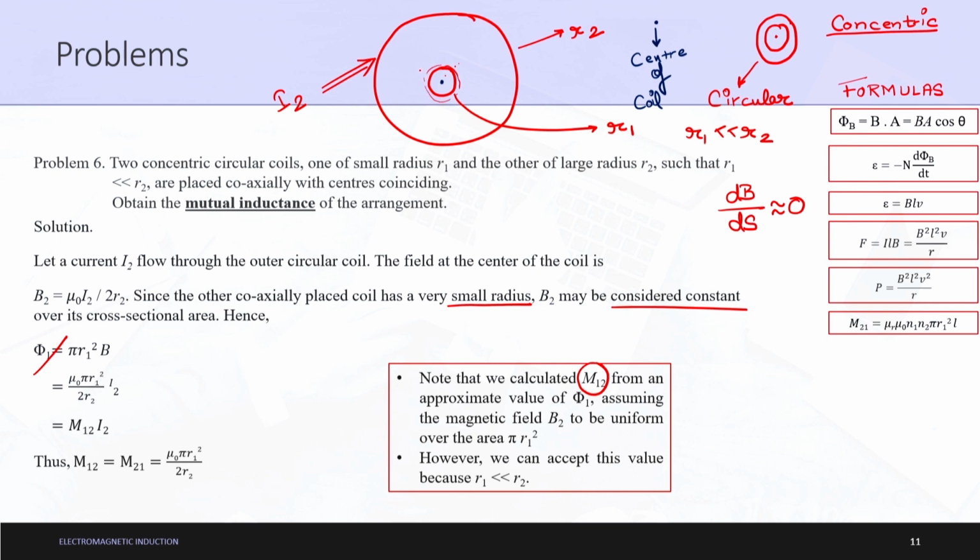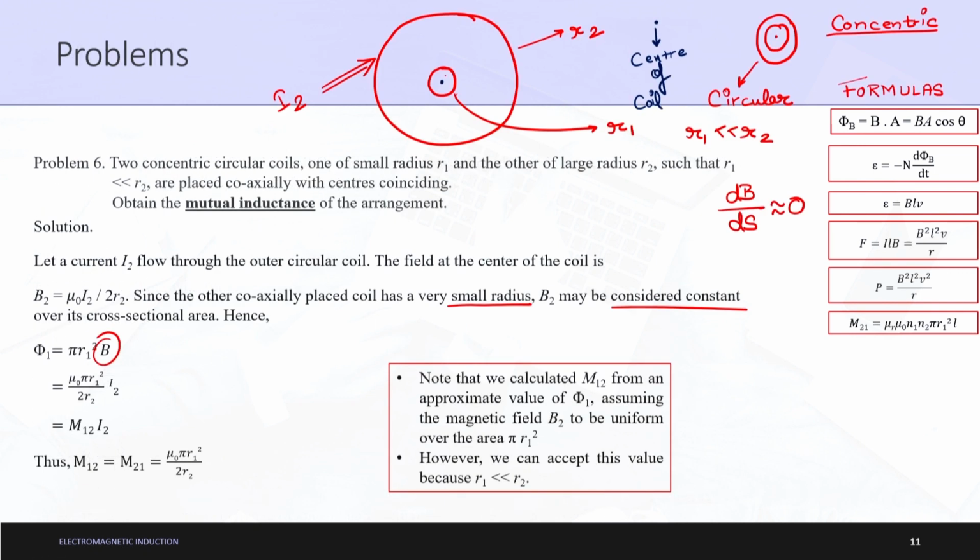It is varying very little. That is why we took this assumption, and hence we calculated the value of phi with a constant value of B, assuming that the magnetic field B2 is uniform over the area pi R1 square. We can accept this value because R1 is less than R2. Because of this assumption being written in the question, we calculated the value of B as a constant.